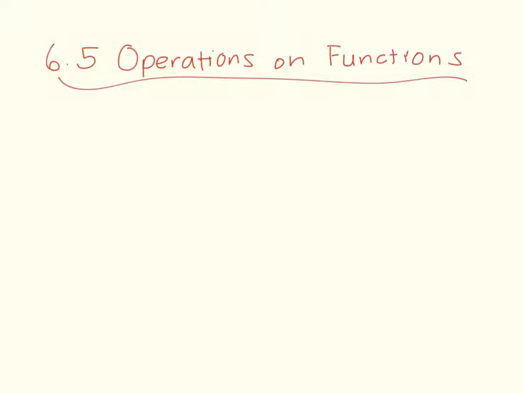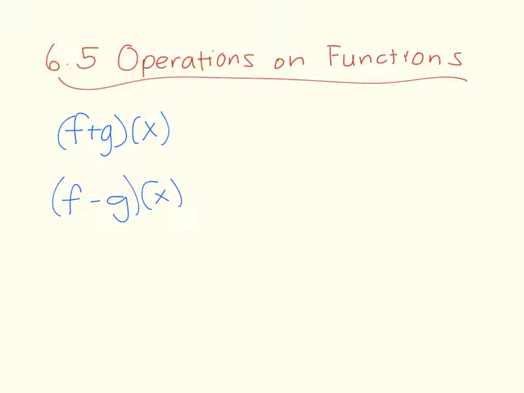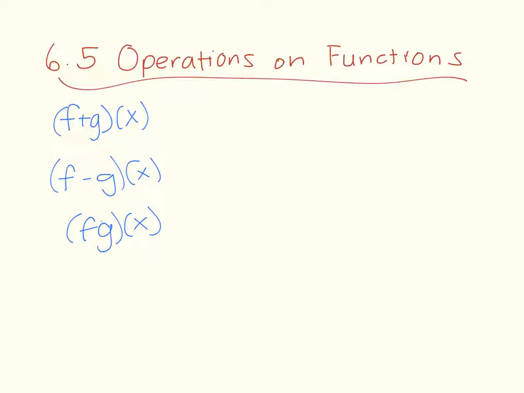Okay, so 6.5 was the operations on functions. This is if you're given an f of x and a g of x, and it asks you to find the sum of them. So it could say f plus g of x. It could say f minus g of x. It could say f times g of x. The good news is division is not on your quiz. It might be on your test, but it's not on your quiz. And then we also had composite functions, f of g of x, g of f of x.